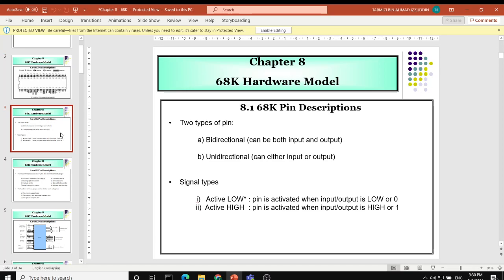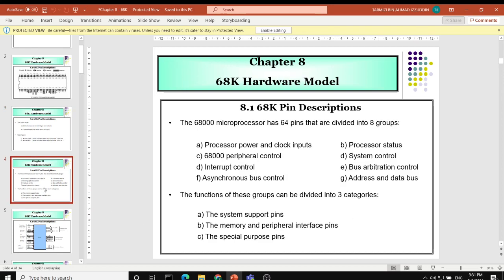So this is the pin description. We have a bidirectional pin which can be input and output, and a unidirectional pin which can be either input or output. There are two signal types: active low, which is activated when the input is low, or active high, which is activated when the input is high. In a binary case, low is represented by 0, high is represented by 1.